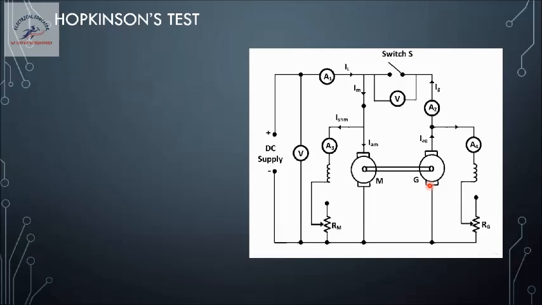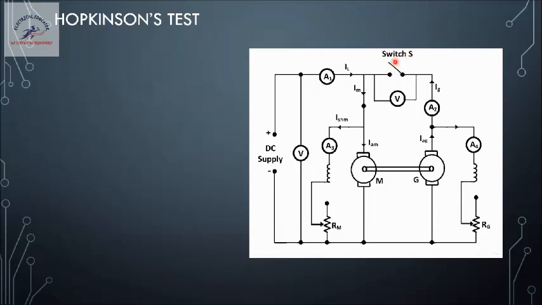So the minimum number of machines required to perform Hopkinson's test is 2. One will work as a motor, one will work as a generator. In both machines there is a field rheostat provided to adjust certain parameters. Now connecting two machines mechanically is not at all difficult. Simply connect a shaft using a proper mechanism and make sure that there is no vibration. We cannot connect two machines in parallel electrically unless they have the same voltage. That is why we are using this switch.